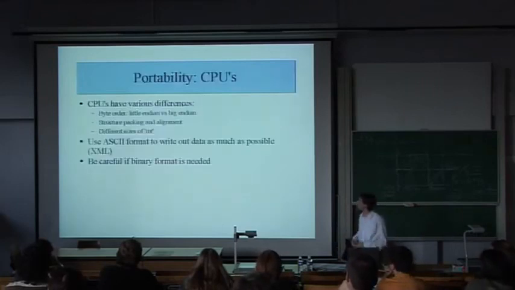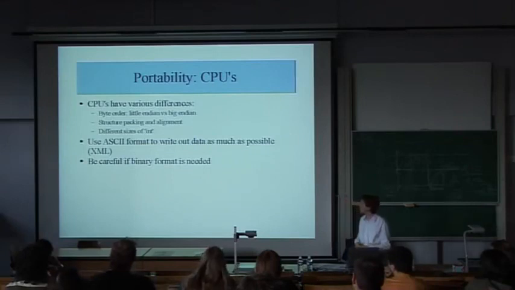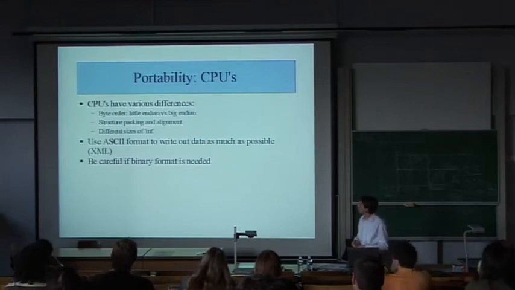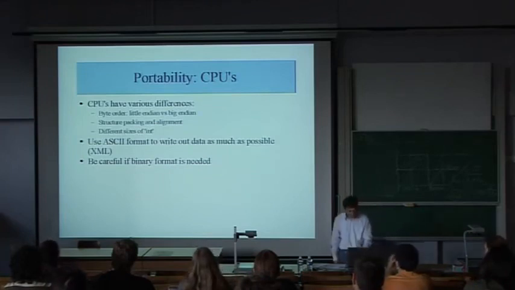CPUs, of course, you have the byte order, little endian versus big endian, how the integers are represented, structure packing and alignment, and different sizes of int, for example, on 64-bit versus 32-bit processors. So all this has to be accounted for. To solve the packing and the little endian versus big endian, we use as much ASCII format for saving data as possible. But of course, you can't do that all the time. Images, for example, are stored binary. But then you have to be careful.